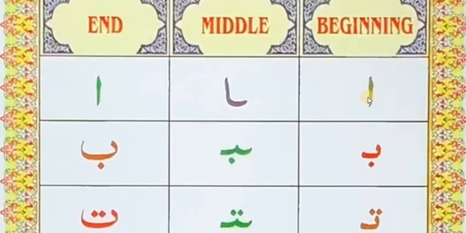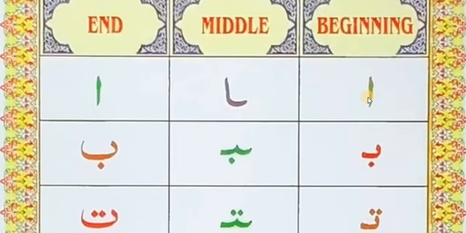So let's start our today's lesson. Alhamdulillah, we have completed our first chapter, that is Quranic alphabets. Now we will learn the short forms of these letters. Short forms will help us in joining the letters and making words. So let's start.